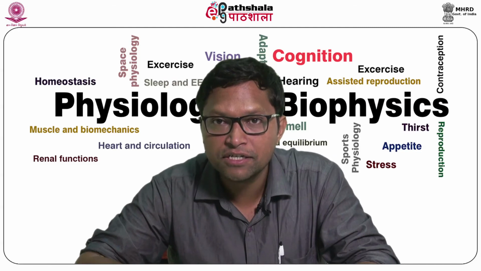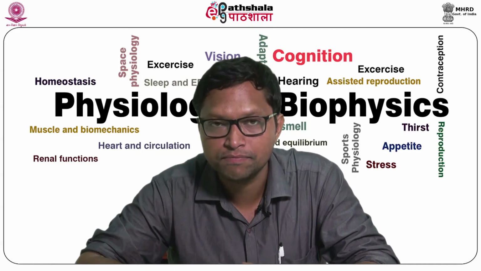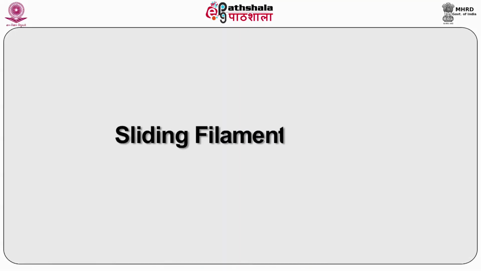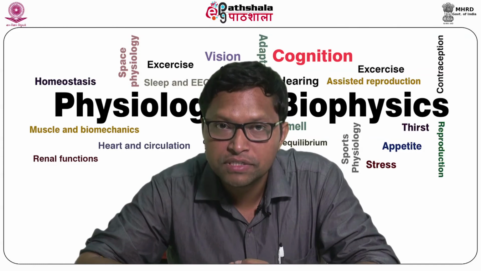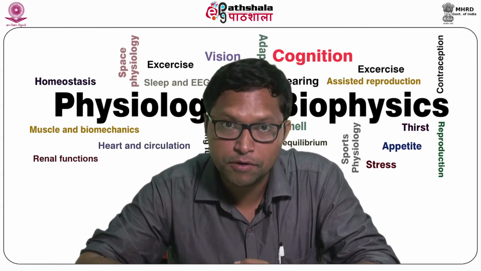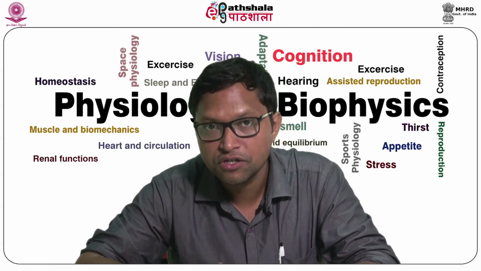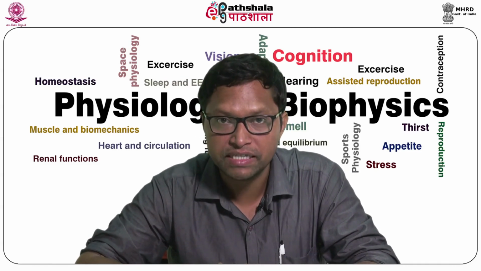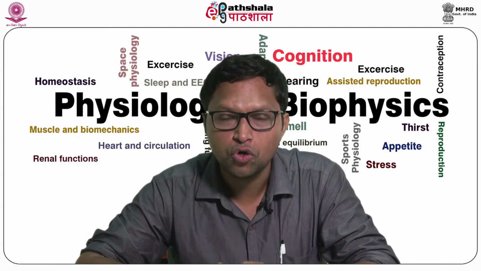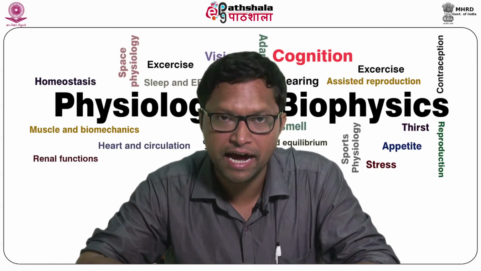Now, the relaxation of the muscle depends on the active transport of calcium back into the sarcoplasmic reticulum. Now, let us talk about the sliding filament theory. It proposes the mechanism of contraction. Now, it is proposed that the thin filaments slide over the thick filaments with the interaction between the actin, myosin, troponin and tropomyosin. Now, let us see in detail how it happens.